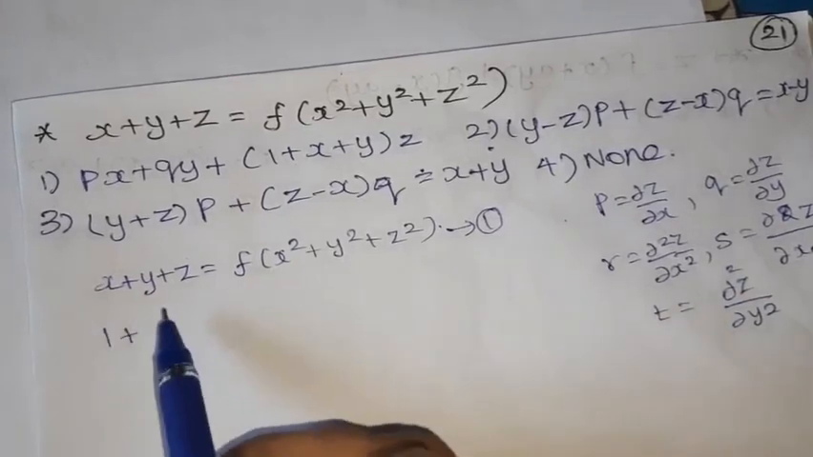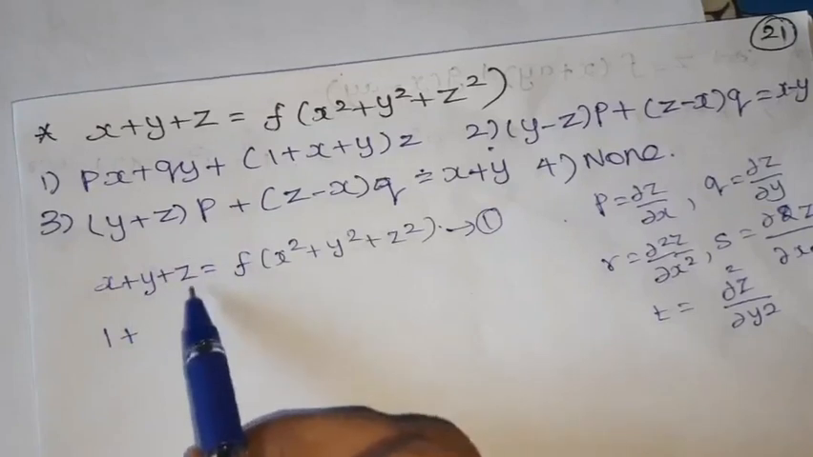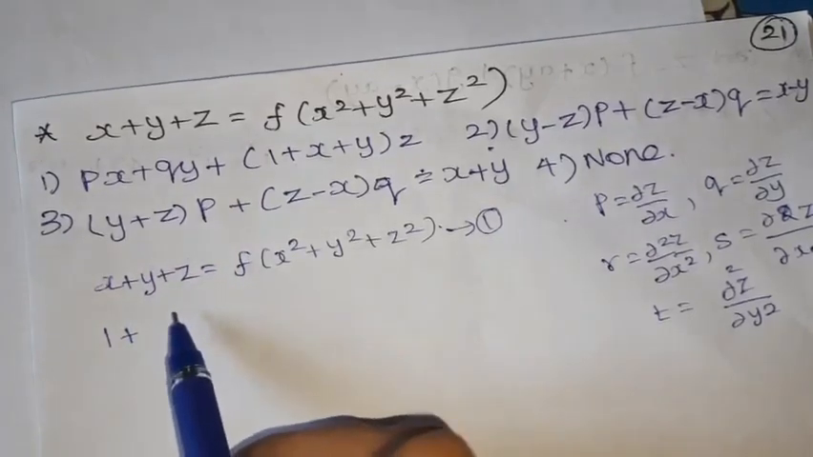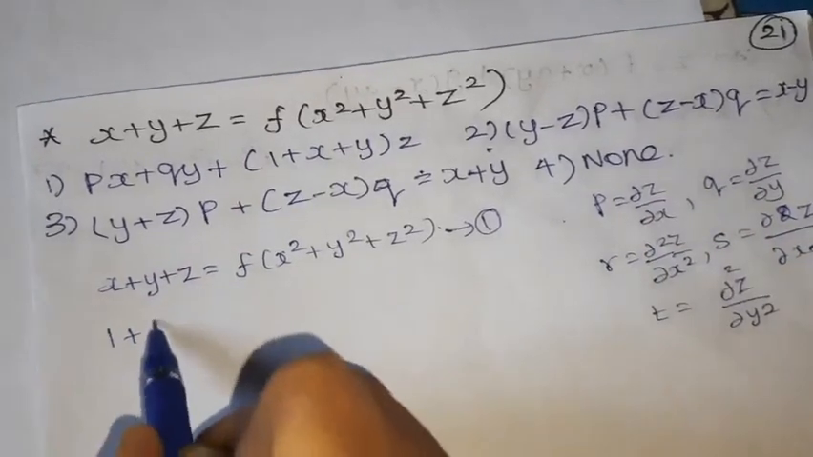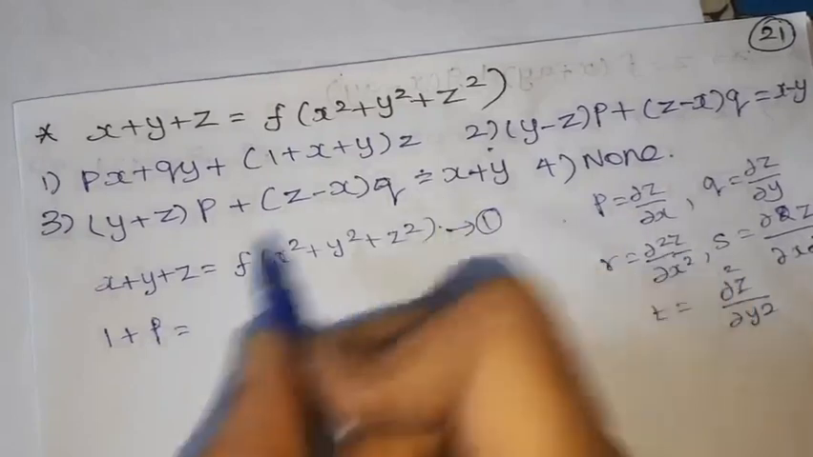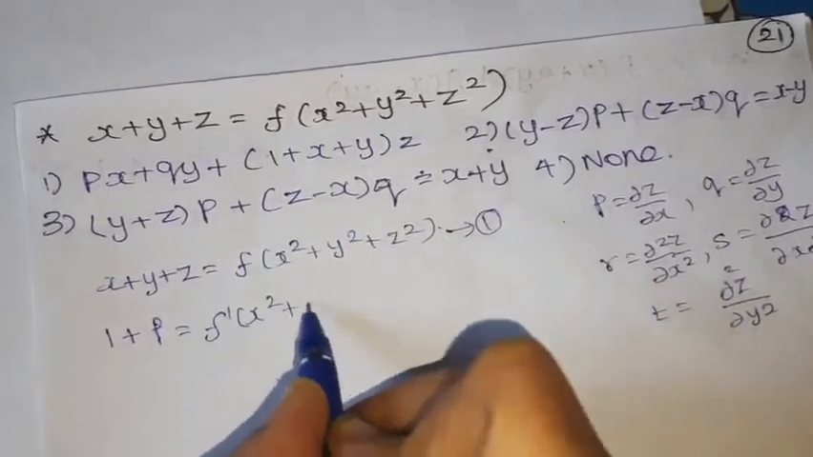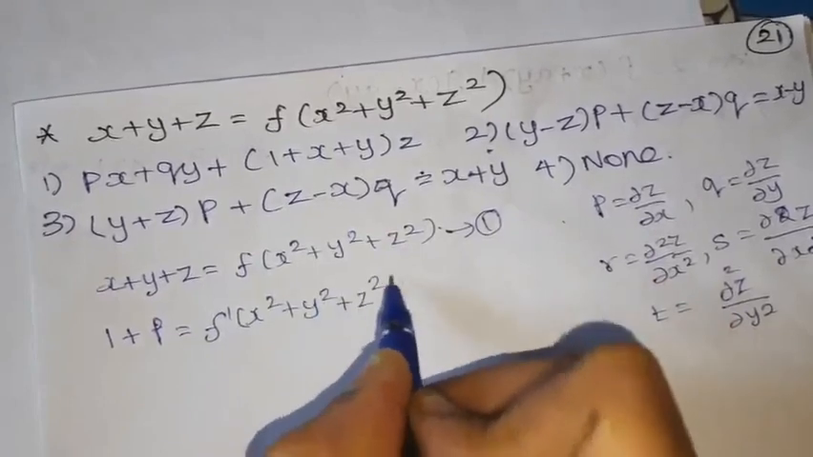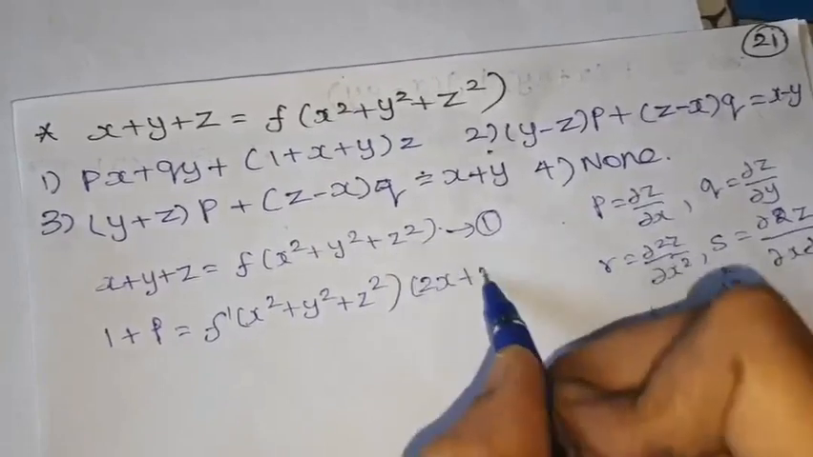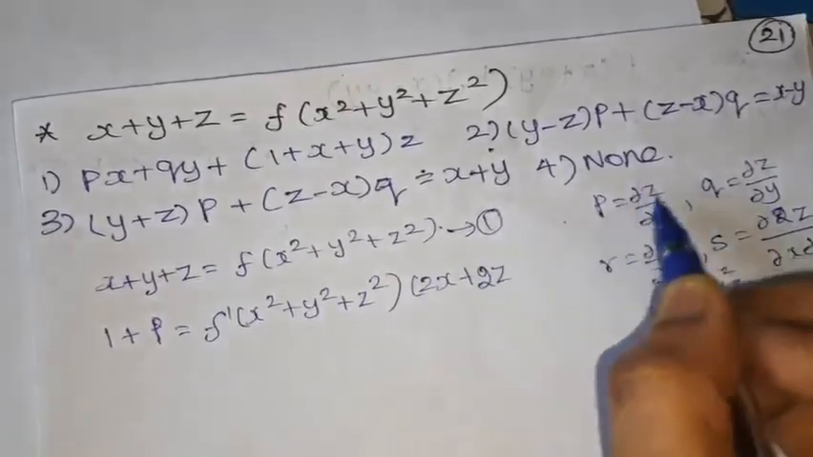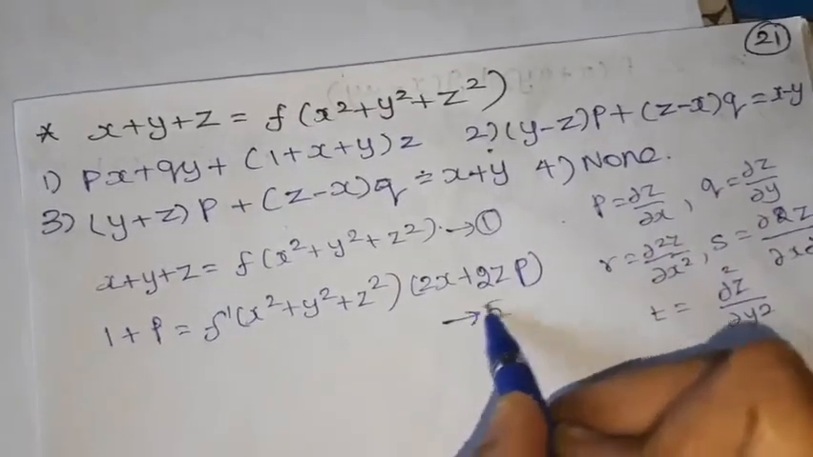Partially differentiating with respect to x, we get 1 plus, when differentiating z, dou z by dou x, which is nothing but p. Again differentiate the right hand side: f dash of x squared plus y squared plus z squared into 2x plus 2z into dou z by dou x, which is p. So this is equation 2.